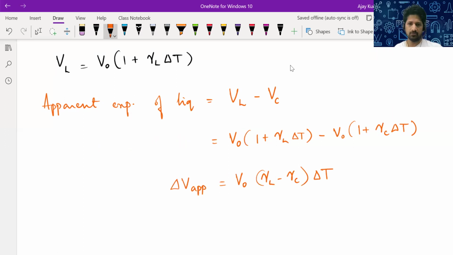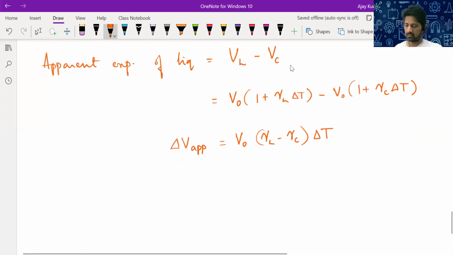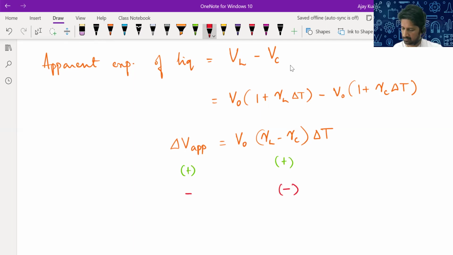So apparent change in volume. So if gamma of liquid is more than gamma of container, apparent expansion will be positive. So if this bracket is positive, apparent expansion will be positive, liquid will overflow. Suppose gamma of liquid is less than gamma of container. This will be negative, means apparently the liquid contracts. That's all. So this is called apparent expansion. And this bracket here, gamma of liquid minus gamma of container, can be taken as apparent gamma. Okay, means coefficient of apparent expansion. You can write it like that.